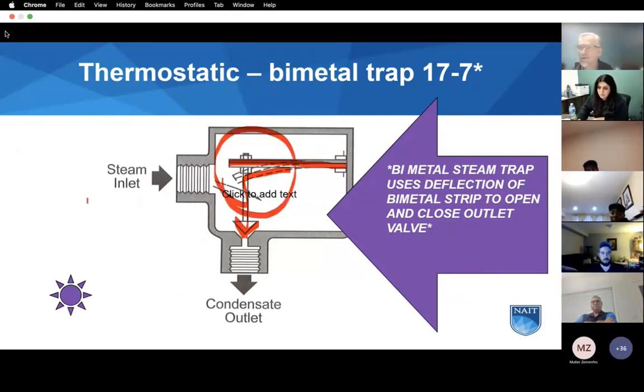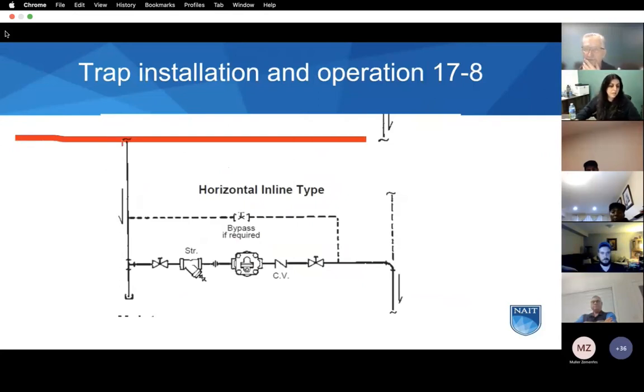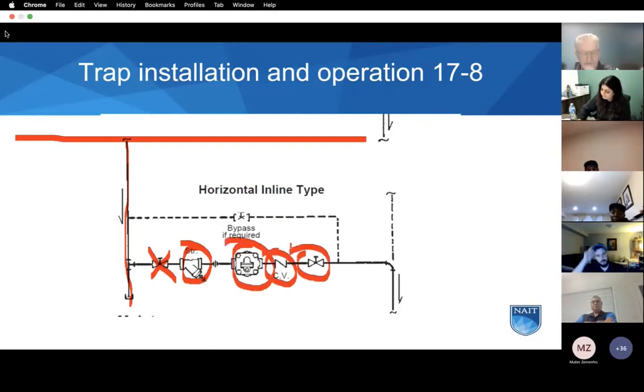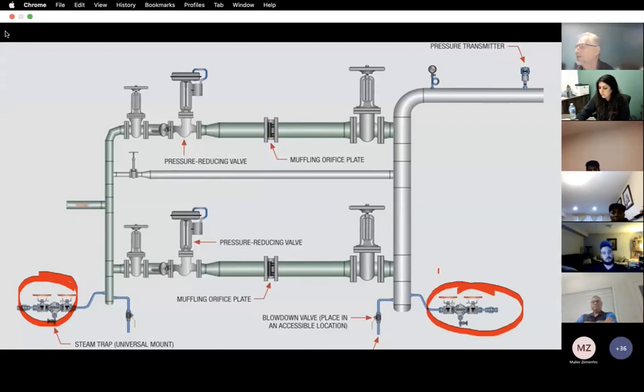When we install a trap, I talked about other things being in the piping, so our steam header is up here. We've got a leg off of the steam header. We've got an isolation valve, a strainer, a trap, a check valve, another isolation valve. Often you'll see them installed like this, so here's a steam trap at the bottom of this system, another steam trap at the bottom on this side.